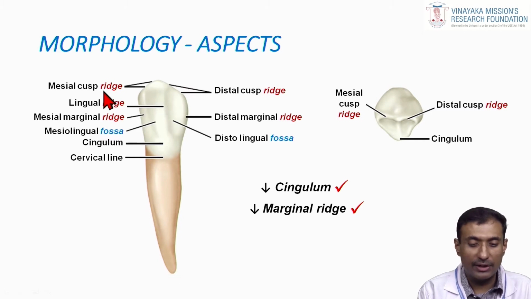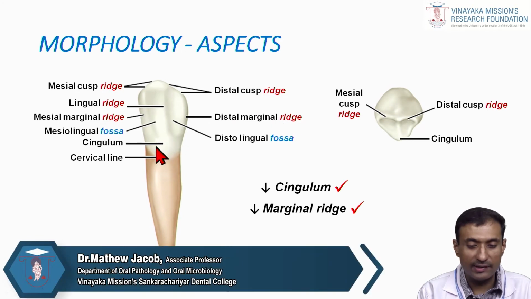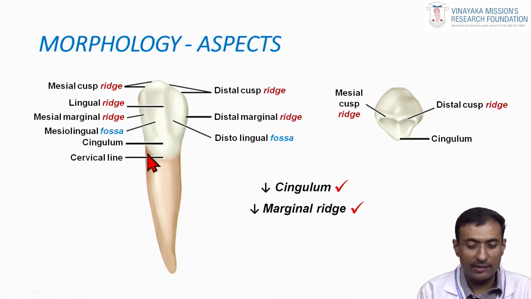I have highlighted the ridges and the fossae, so I will be explaining them here. We have basically 4 ridges: the mesial cusp ridge and the distal cusp ridge. We have the lingual ridge that is present here. The lingual ridge is in between the fossae, that is the mesiolingual fossa and the distolingual fossa. Then we have the mesial marginal ridge and the distal marginal ridge. Beneath these we can see the less developed cingulum and the cervical line. This is the lingual aspect.